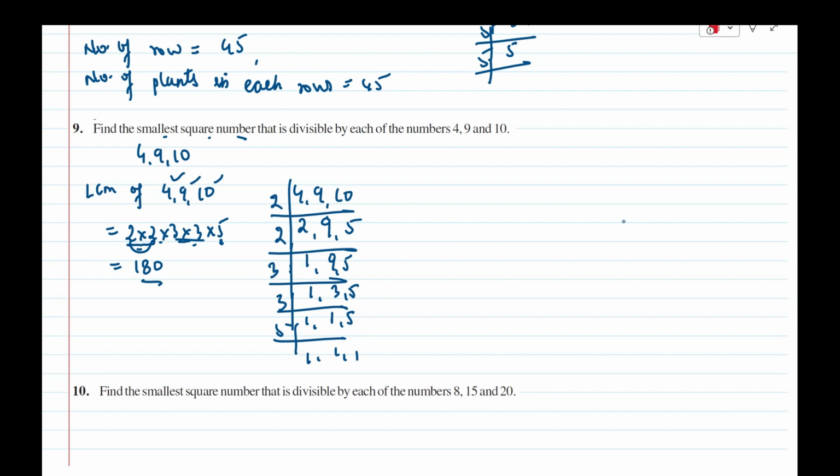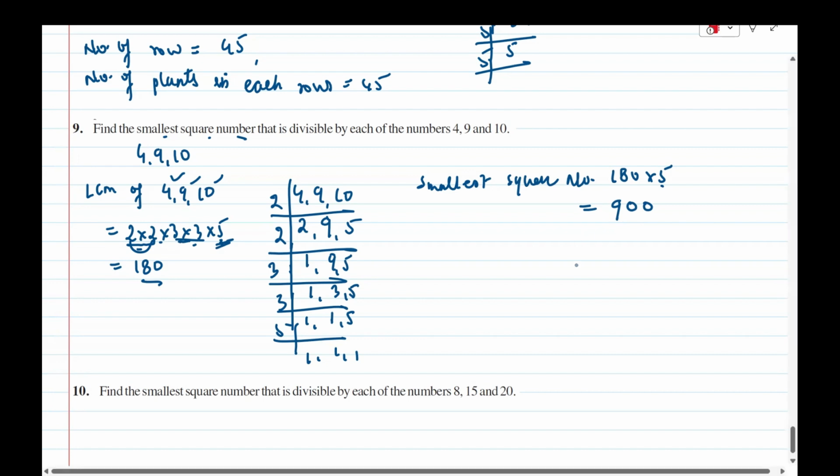So therefore, the smallest square number is 180 multiplied by 5. Why am I multiplying by 5? Because 5 does not have a pair over here. So 180 times 5 is 900. So 900 is the number which is divisible by all of them, and it is a perfect square.